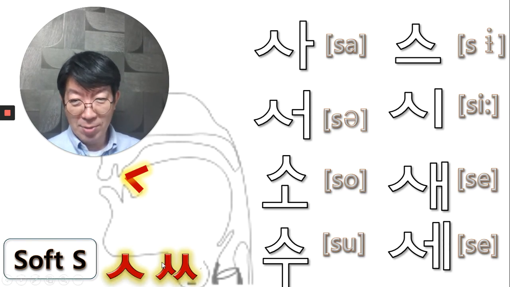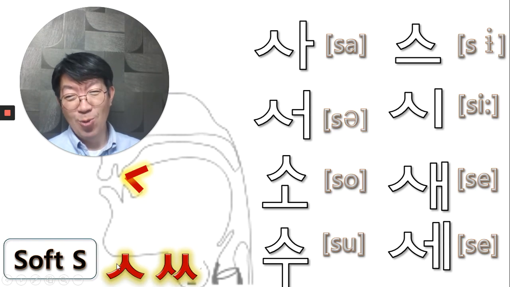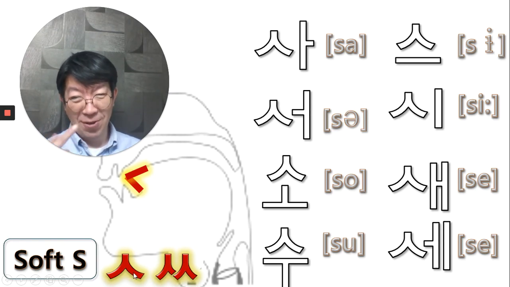Later I will explain, but this one is the real S. When you write double S, this is your real S. As you see, a single S is soft S.